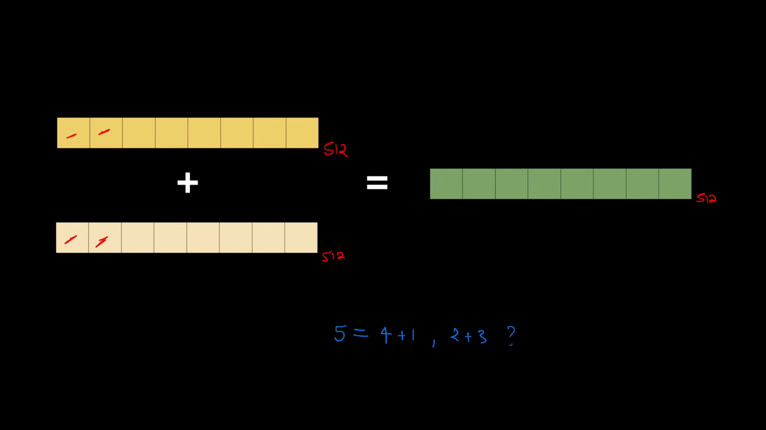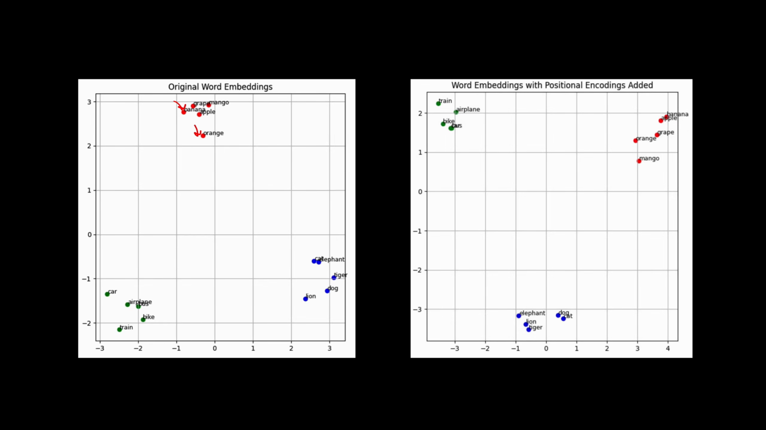To prove this to you, I ran a simple experiment. First, I took a few 512 dimensional word embeddings and generated a scatter plot of them. As expected, the words with similar meanings were grouped together into clusters. Next, I assigned unique positions to each of these words and added their corresponding positional encoding. And then I plotted the resulting vectors again. The result: the semantic structure is still intact.